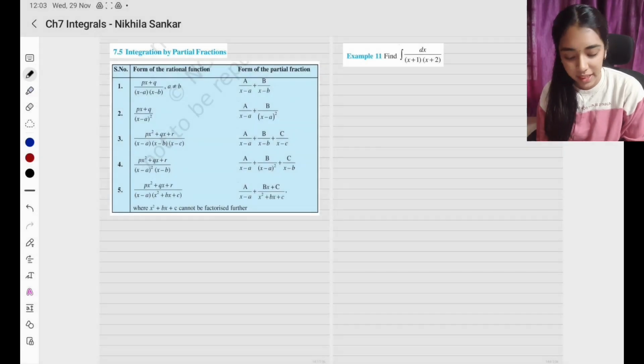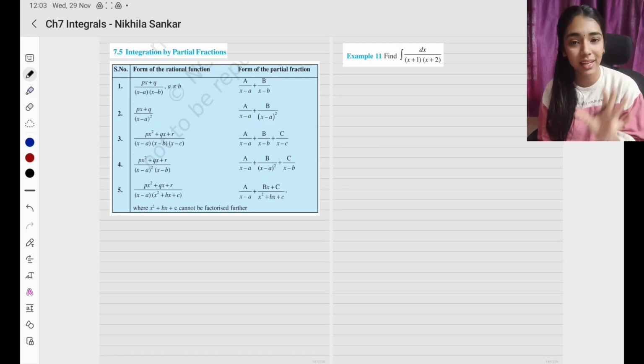Moving on to the next topic, integration by partial fractions. This is my most favorite method. ஏன்னா இது வந்து ரொம்ப ஈஸியாகவும் இருக்கும், ஃபன்னாகவும் இருக்கும், and it's very useful for solving any kind of integral.